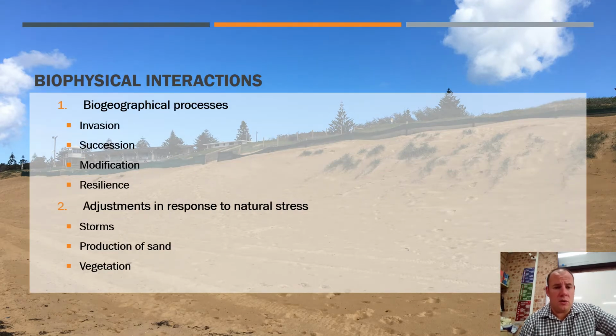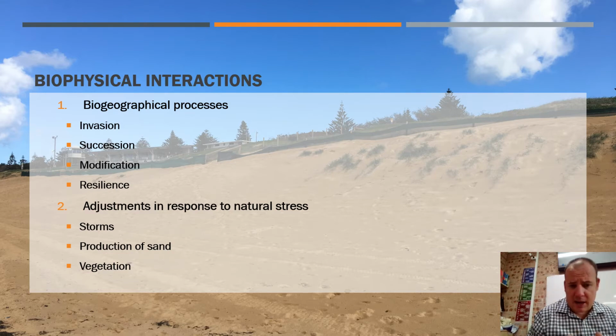We've also got those biogeographical processes. So like I said, on that sand dune it was just sand, but because of a series of invasions, where we don't normally have anything growing on sand, we've got basic grasses that grow. From invasion we have succession.